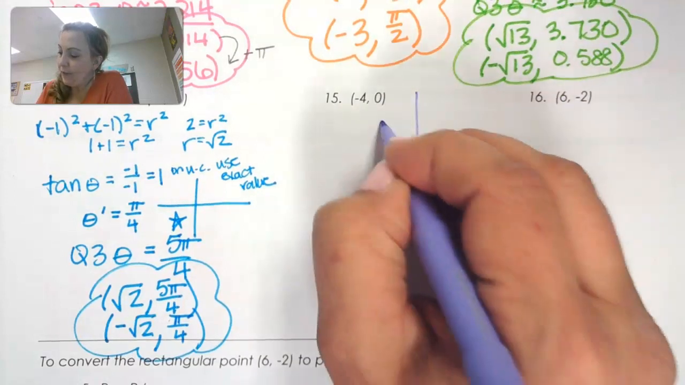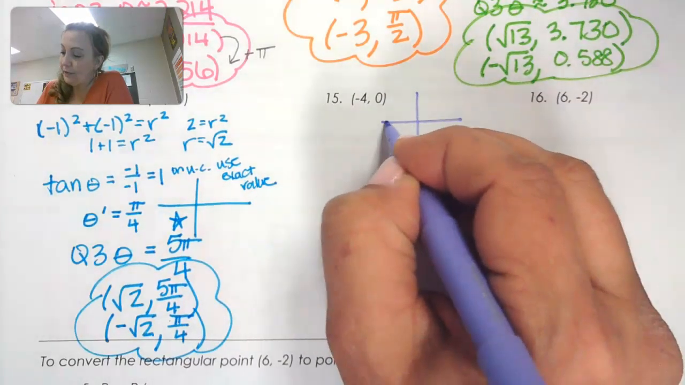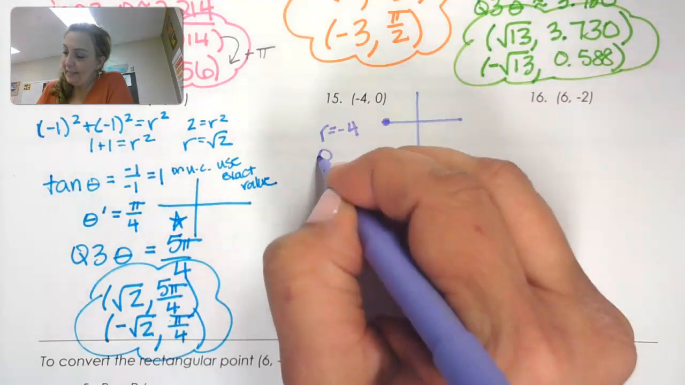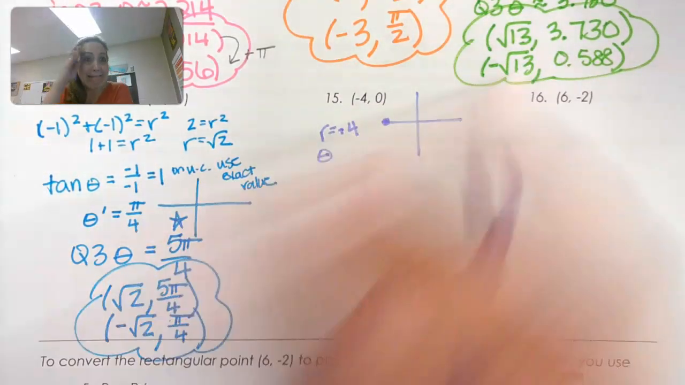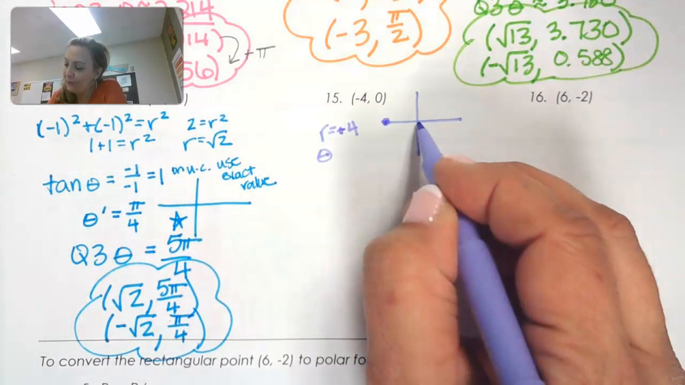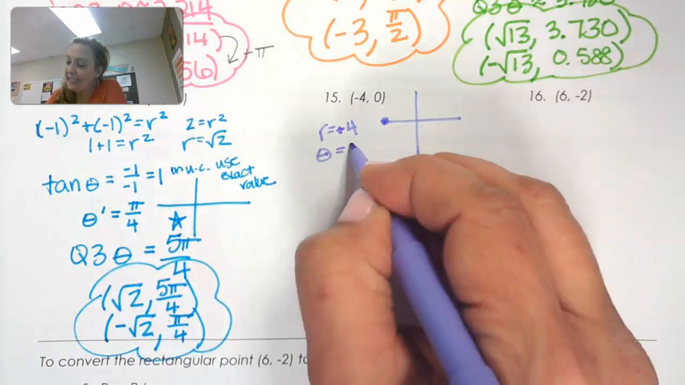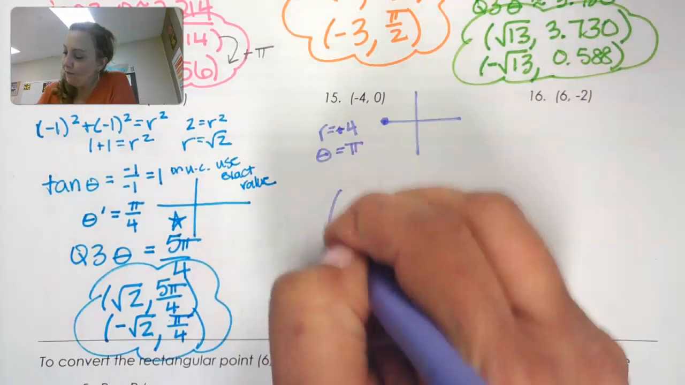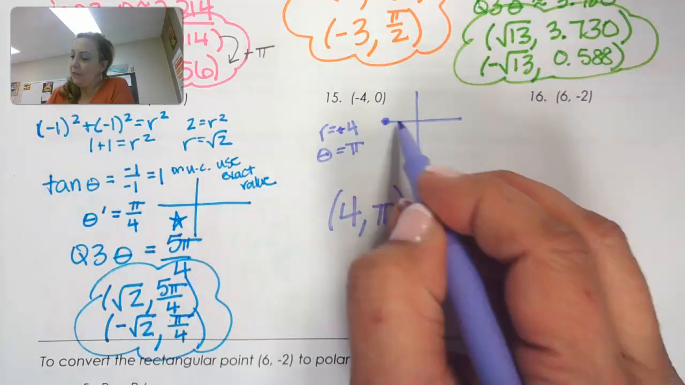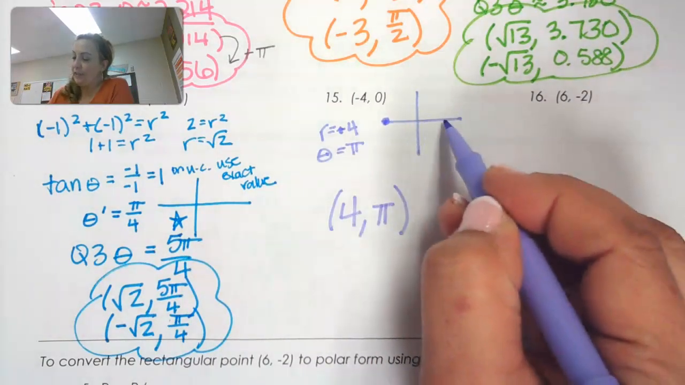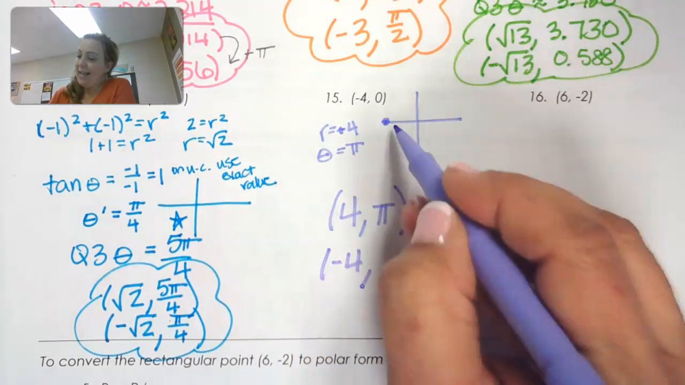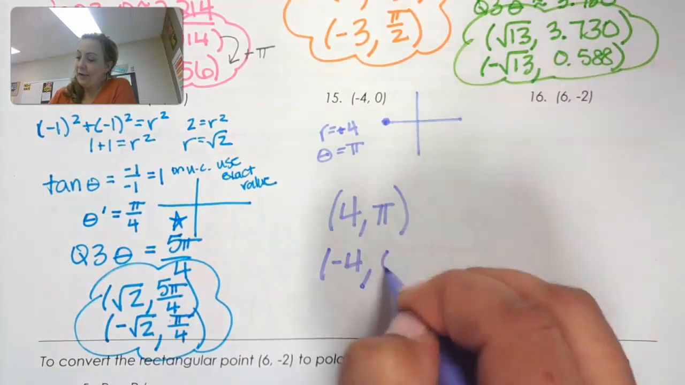If we think about where (-4, 0) is, we can see that r is 4. We're going in that direction. Our r is 4, we're going 4 units away, and our theta is going to be pi. So one of them is going to be (4, pi). But the other thing that we could do is go the other way. So we could have (-4, 0).